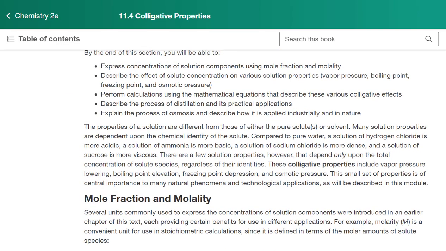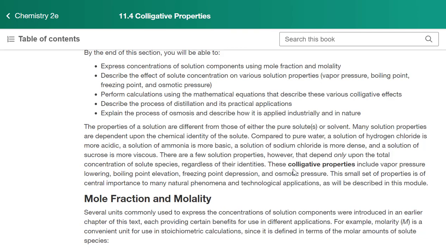It turns out that the properties of a solution are not identical to the properties of the solute, which is not unexpected, right? Because we've been talking about gases dissolved in liquids. They're also not identical to the properties of the solvent. When you put things in them, they're not the same thing anymore. And it turns out that there are many properties that depend only on the number of particles that you have, not on the identity of those particles. We call those type of properties colligative properties.